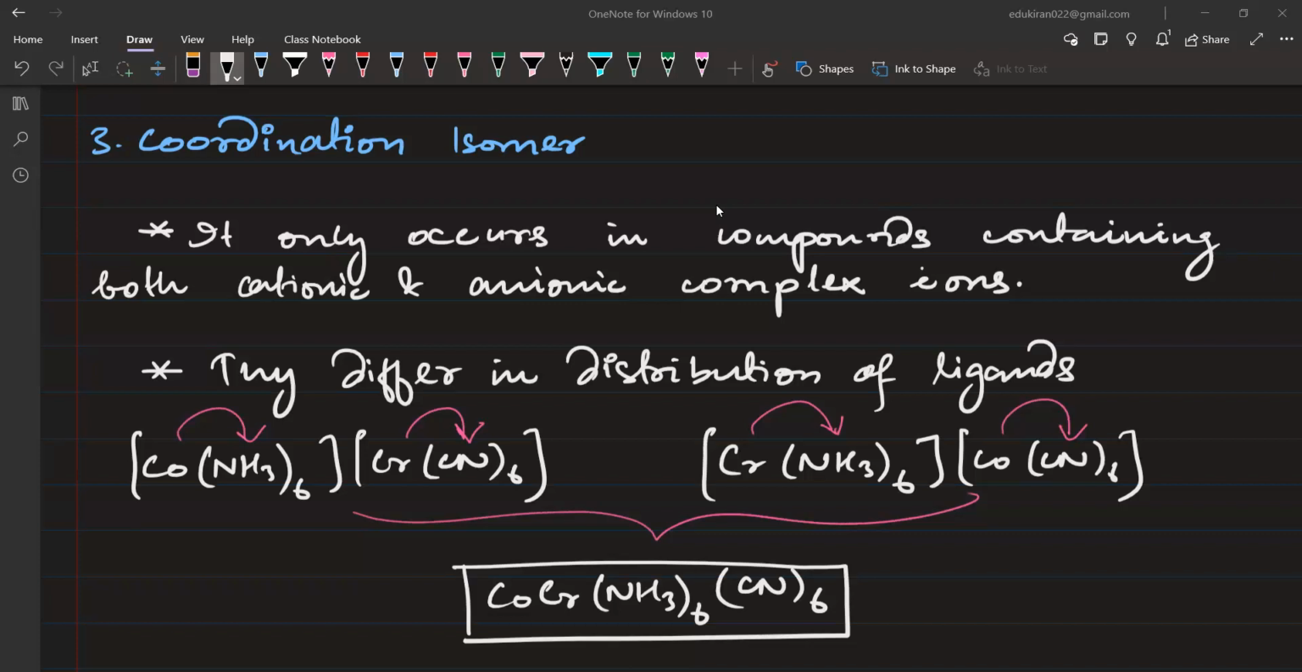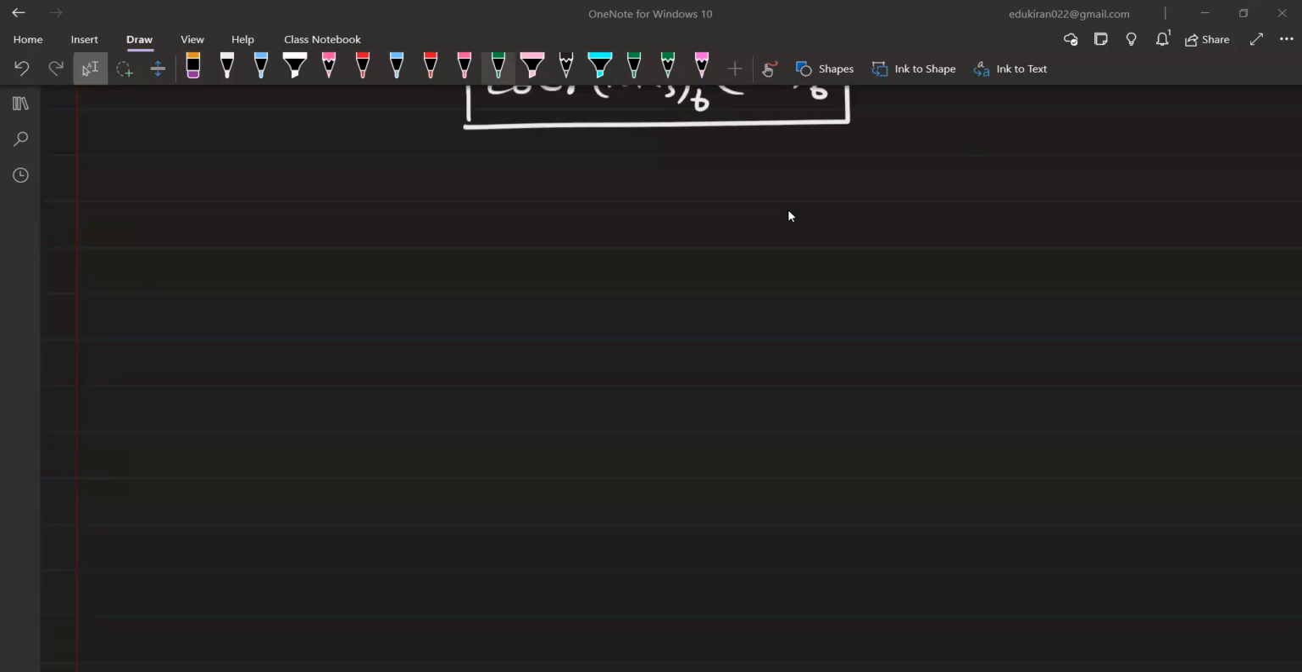Please write this down. Raise your hand once you're done. Waiting for Iram. Iram is done. Safiya is done. Waiting for Mir now. Mir, let me know if you have not written. After this, we have fourth, that is linkage isomer.